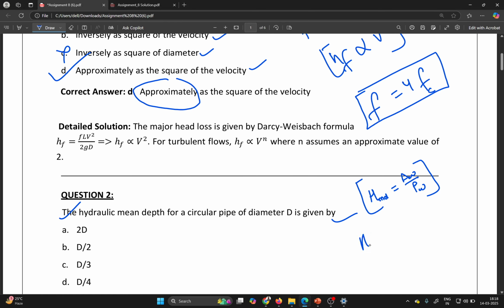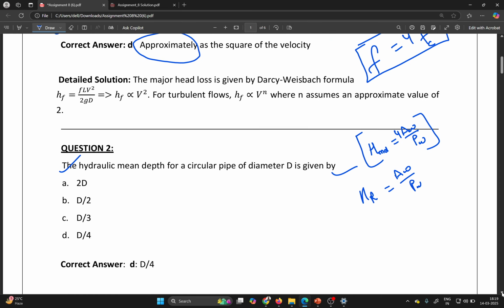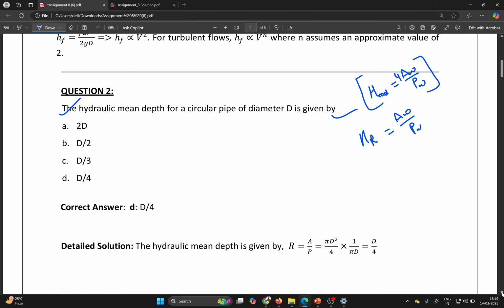Hydraulic radius, or hydraulic mean radius, is AW by P, but hydraulic diameter is 4 AW by P, remember. So here the question is asking about mean depth, the hydraulic mean depth. So what is hydraulic mean depth? The formula for hydraulic mean depth is A by P.